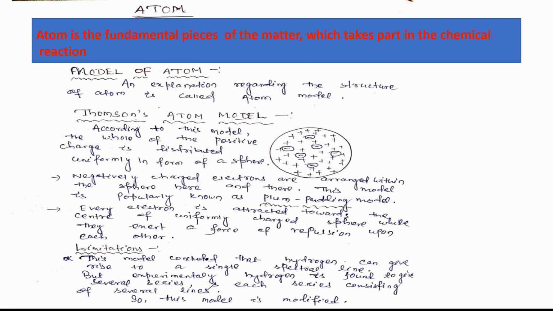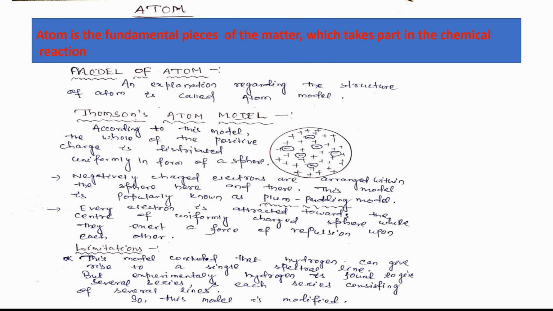First we have to know what is model of atom. Model of atom is nothing but an explanation regarding the structure of the atom. An explanation regarding the structure of the atom is called the model of the atom, or we can say atom model. Now we have to discuss Thompson's atom model.